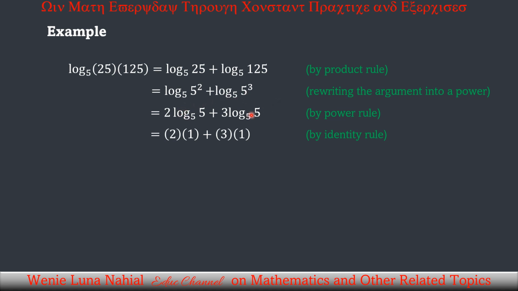Then, applying the power rule, we have 2 times the logarithm of 5 to the base 5 plus 3 times the logarithm of 5 to the base 5. So that is equal to 2 times 1, because the logarithm of 5 to the base 5 is equal to 1. That is by the identity rule: if the argument and the base are the same, that is just equal to 1. So that is equal to 5. So the logarithm of 25 times 125 to the base 5 is equal to 5.